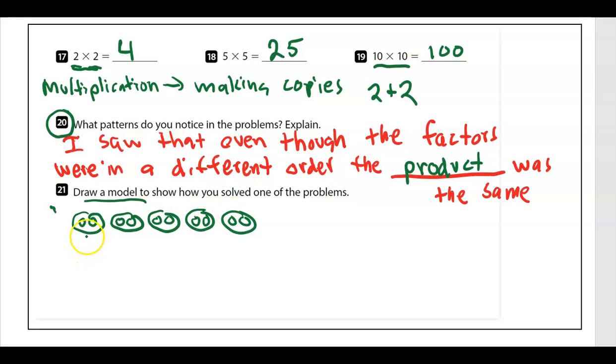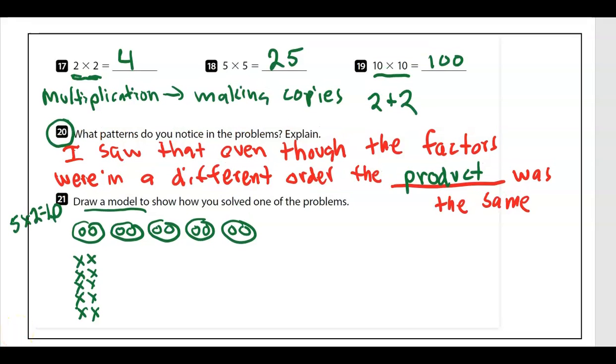I could also do it as an array. I could have 5 rows, 1, 2, 3, 4, 5. And again, let's write that down. We're showing 5 times 2 equals 10. 1, 2, 3, 4, 5, and then 2 in each row, 5 groups of 2. Either one of those would work. Okay, so that concludes. It's just a great review. Let's kind of go back through and talk about what we learned here.